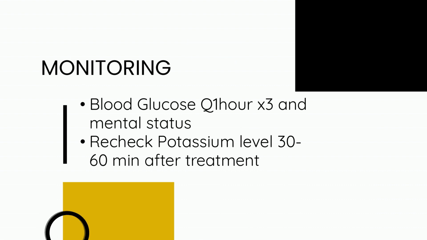Really important monitoring you want to do after giving someone the IV insulin and IV dextrose combination is you want to monitor their blood glucose every hour times 3. And you also want to monitor their mental status. If there are any acute or concerning changes in mental status, you want to either activate a REV or notify the provider immediately. Other things that you might have to do is recheck a potassium level in either 30 or 60 minutes to make sure that treatment is working or the potassium is at least coming down.